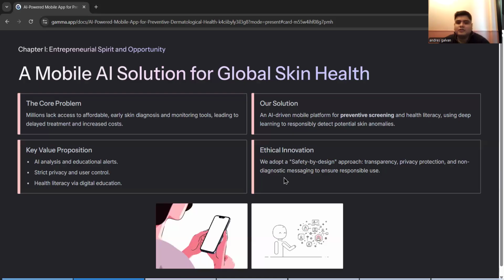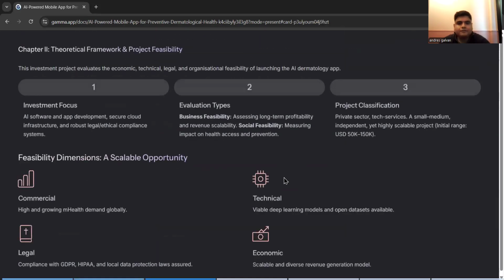So trying to monitor tools, or leading to delayed treatment, could probably increase the cost of this treatment from the skin. So, pushing into our chapter two, we now have the theoretical framework. Now, this talks about something very theoretical, for example computing, but I'm trying to focus exactly on what is for this course, that is, for business.